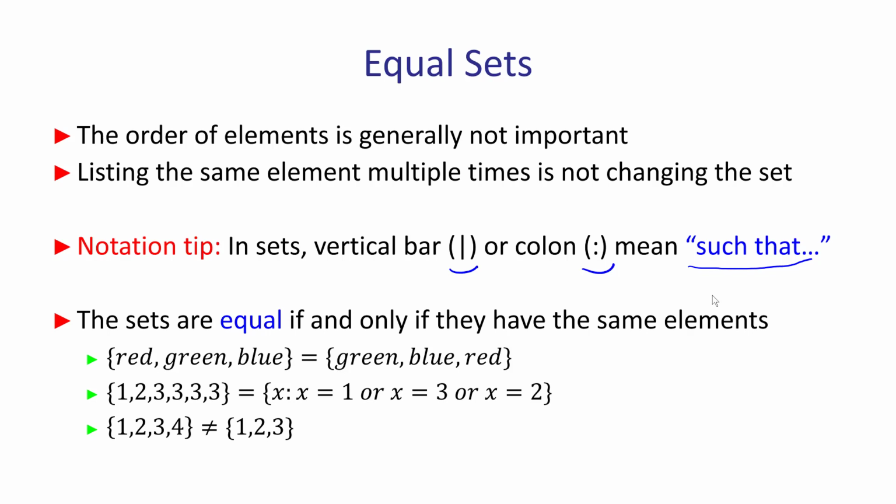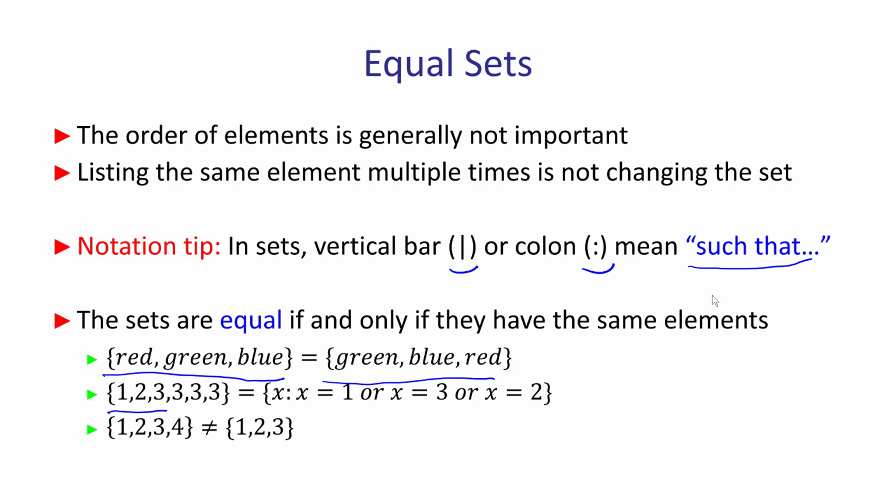The following sets are equal if and only if they have the same elements. And as I said, you need to remember that the order of elements is not important, and the number of times that you put in the same element is also not important in that case. So let's see 3 examples here. The red, green, blue set is exactly the same thing as green, blue, red, because I just changed the order of colors.